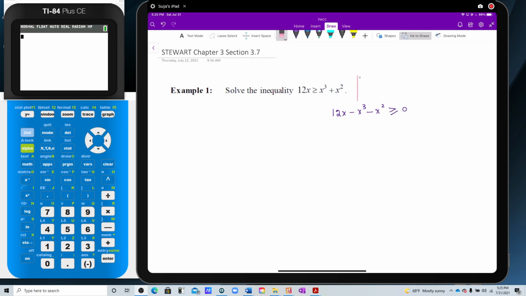Now, in your list of guidelines to solve a polynomial inequality, in this reading assignment, you must have written like 5 steps. The first step in that is to move all terms to one side. So step number 1 would have been move all terms to one side, and that will give me 12x minus x cubed minus x squared is greater than or equal to 0. And the second step would be to factor the polynomial.